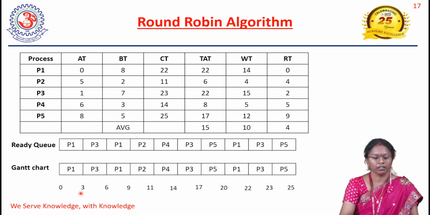So we have completed only 3 seconds. At 3 seconds, P3 only has arrived. So P3 has been given the chance. P1 is in the ready state and P3 is in the ready queue. So P3 is given for execution. For 3 seconds it will execute. What is the burst time of P3? 7. 3 has been completed, so the remaining 4 seconds are there.